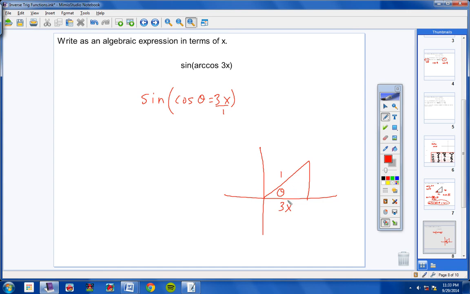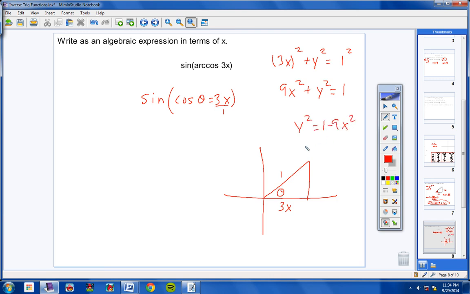Now that I've got the triangle drawn, using the Pythagorean theorem very quickly here, one of my legs is 3x. My other leg, I don't know what it is, so I'm just going to call it y. So I'm trying to find quickly this last side over here, students. Leg squared plus leg squared equals hypotenuse squared. 3x squared would be 9x squared, plus y squared equals 1. 1 times 1 is 1. Now, bring the 9x squared over and make it negative, so y squared equals 1 minus 9x squared.